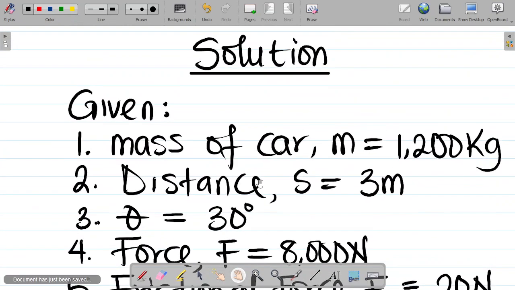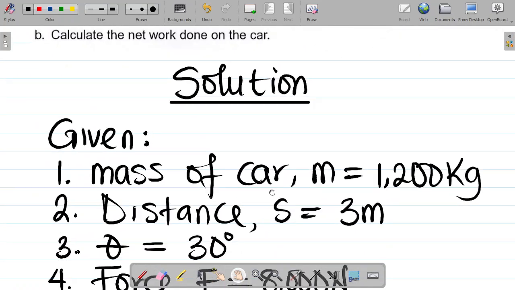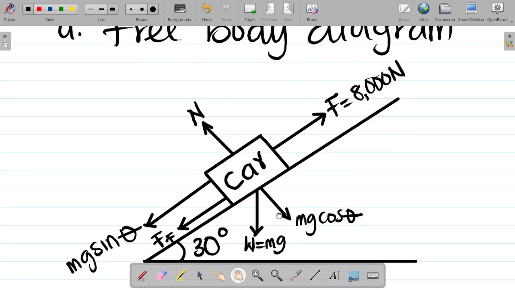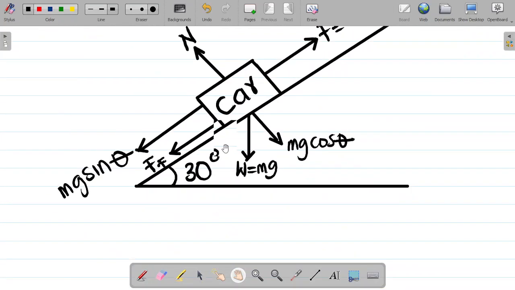Let's look at the second part. The first part says draw a labeled free body diagram of all the forces acting on the car. We've done that. The forces include the pulling force or applied force 8,000, the frictional force FF, mg sine theta, the normal reaction mg cos theta, and then the weight. Of course, I've also indicated their direction using arrows. So the A part is done.